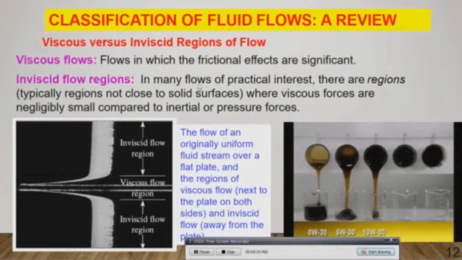In inviscid flow, in many flows of practical interest, there are typically regions not close to the solid surface where viscous forces are negligible, small compared to the inertial or pressure forces. By right, inviscid basically means no viscosity, but in reality any liquid or fluid will have viscosity. In this case, sometimes the viscosity does not play much effect on the flow, so we are still able to generate an inviscid flow region.